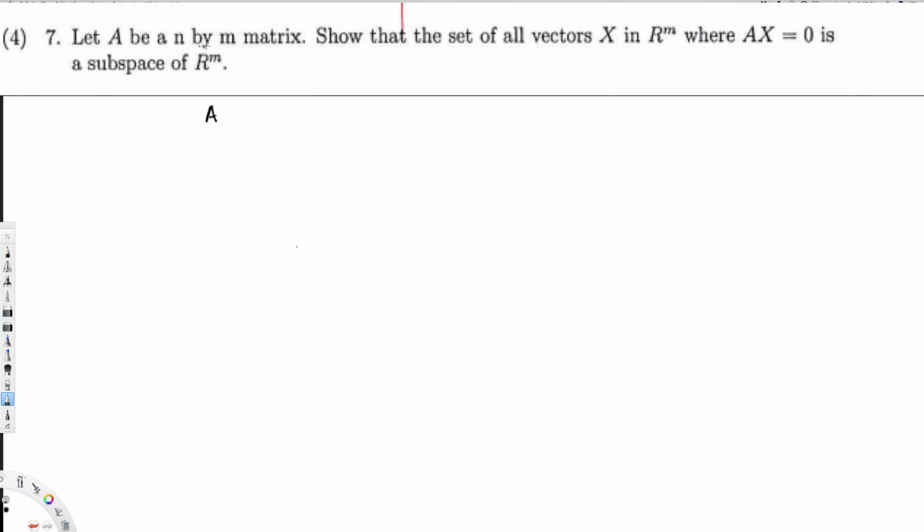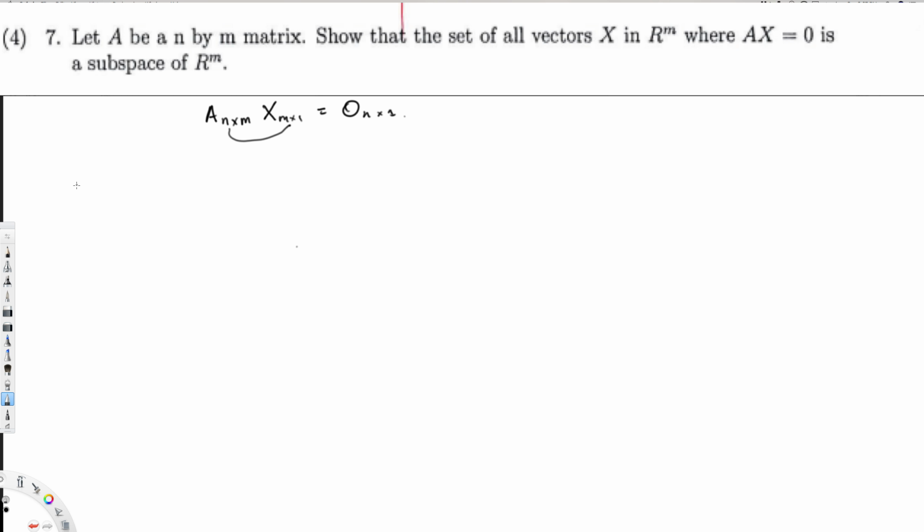So they have given this n by m matrix, and we have x, which is going to be m by 1, and the answer will be 0, an n by 1 zero vector. So then they are asking whether the set of all vectors is a subspace of Rn.